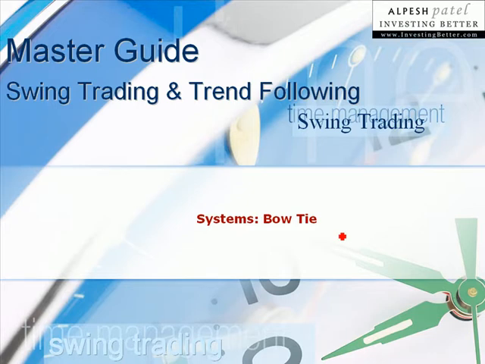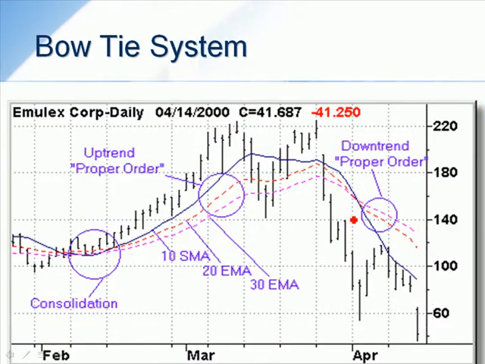Before I get into this image, I just want you to remember what we're looking at: the price here, the 10-day simple moving average, the 20-day exponential moving average, and the 30-day exponential moving average. That's what these three lines here are. I'll come back to this image in a second.